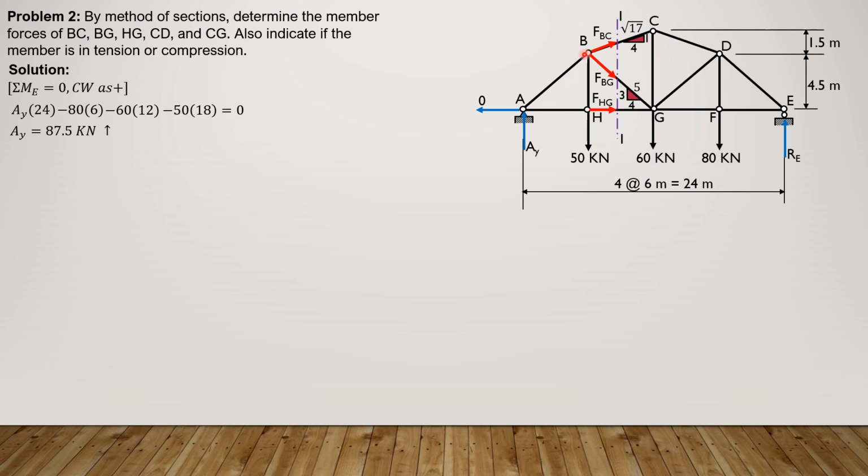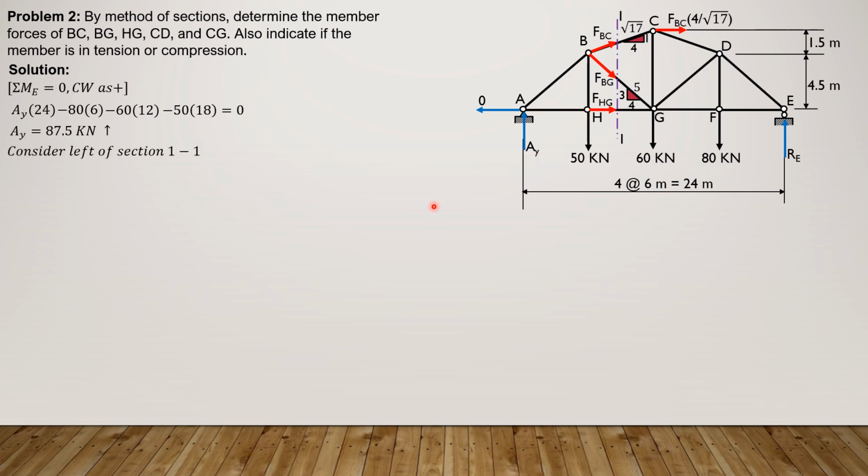Then we use the principle of transmissibility of a force by sliding BC on its line of action to C. We transfer it at C. There are two components, horizontal and vertical. I will not show the vertical component because it passes through G. It has no moment. So only the horizontal component, which is FBC times 4 over square root of 17. So take note, AY is 87.5.